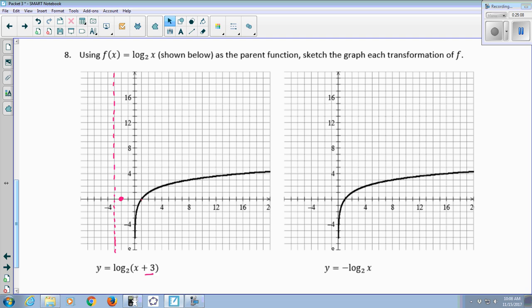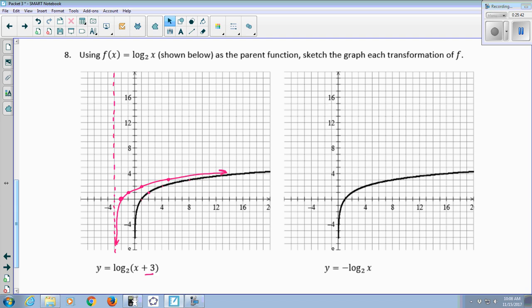And then I'm going to pick some other nice key points. There's a point that's right on a grid mark. I'm going to move that left 3. 1, 2, 3. And then there's another one on a nice grid mark. Move that left 3. There's 1, 1, 2, 3. And that should be good, I think, to be able to draw a sketch of this. Just took the whole graph and shifted it left 3.